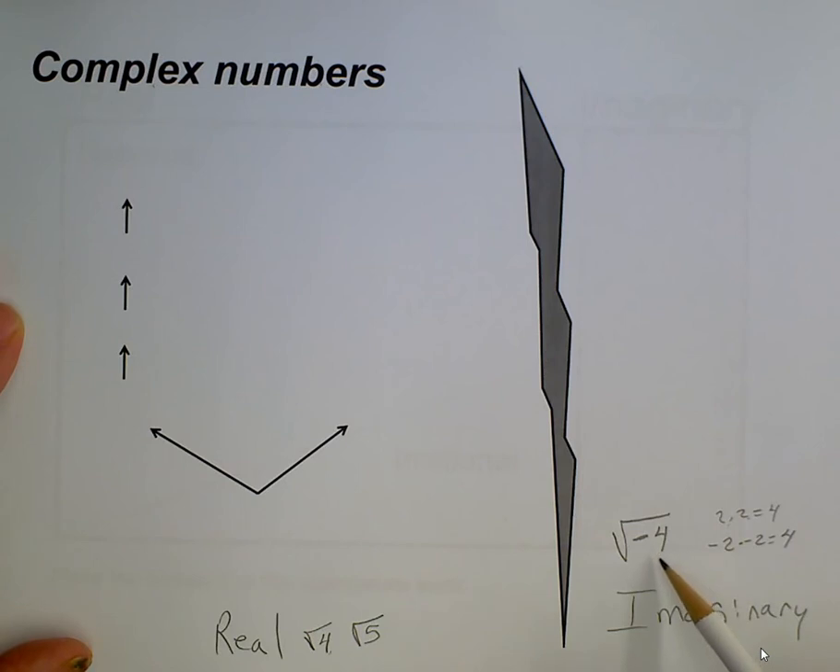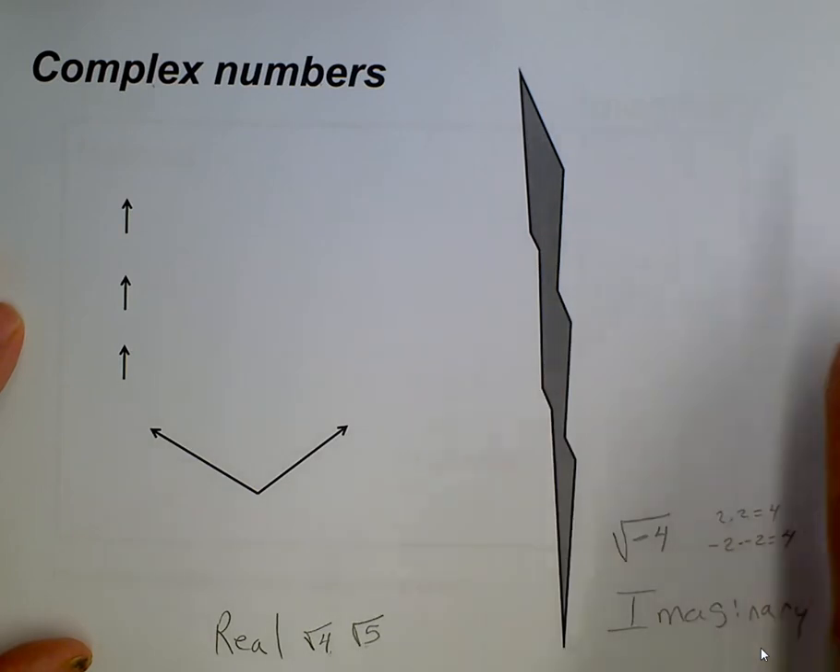Now there are just as many imaginary numbers as there are real numbers. Because, for instance, the square root of 4, its counterpart in the imaginary realm, would be the square root of negative 4. Square root of 5, square root of negative 5. We don't use the imaginary numbers, though, as often, so I put them over here in a smaller category.